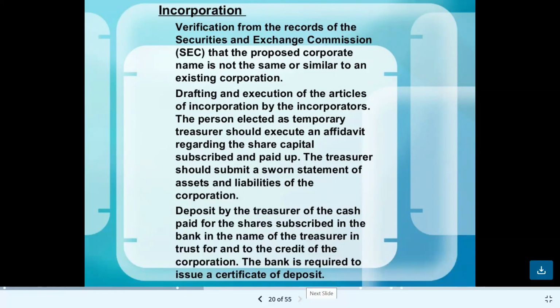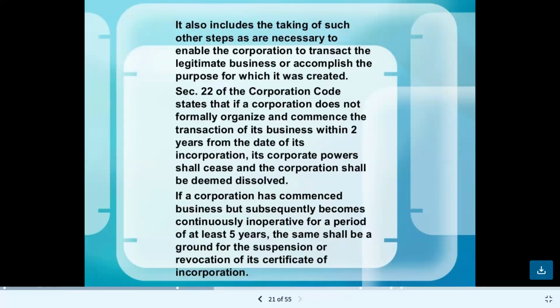You have to have a treasurer, and you have to have evidence as to the actual subscription of the authorized shares. And it also includes taking such other steps as are necessary to enable the corporation to transact legitimate business or accomplish a purpose for which it is created.